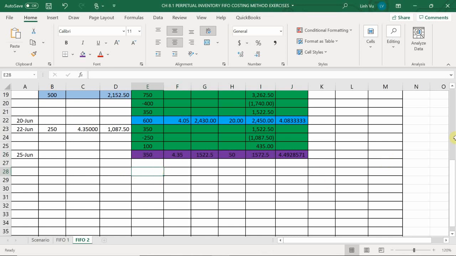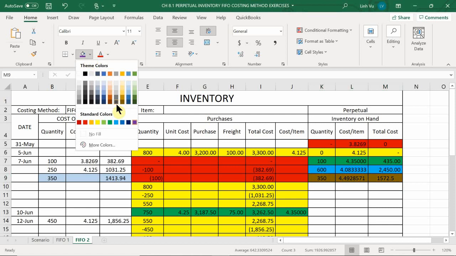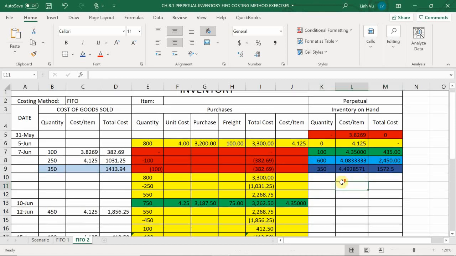Actually, I think that's dark. Is that too dark for you guys? A little bit. So how about that one? Is that better? This one? Yeah, we can see better.